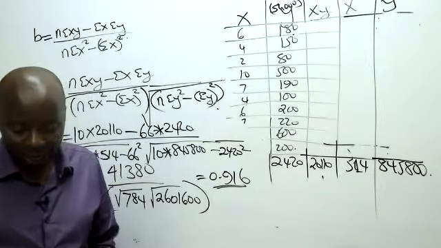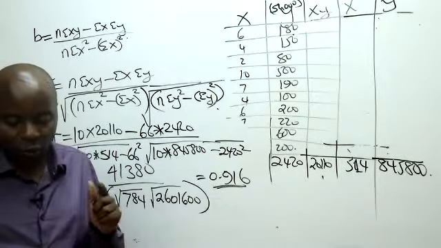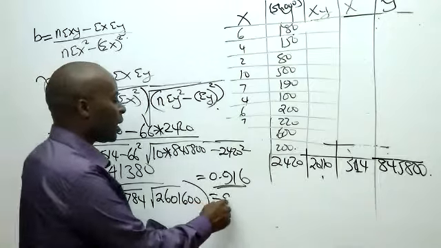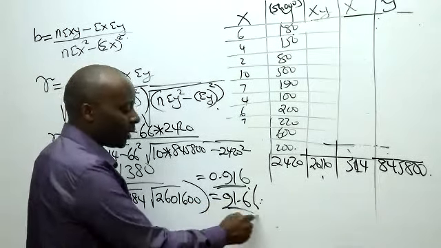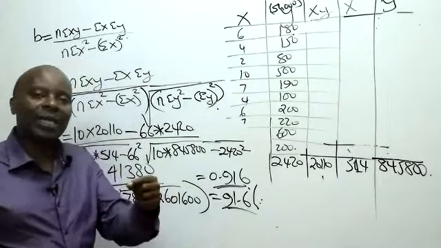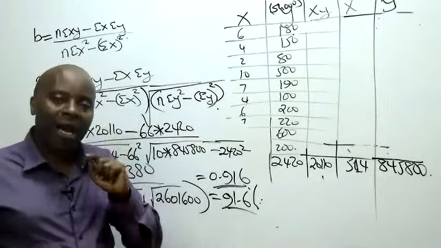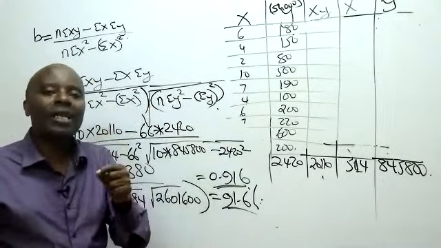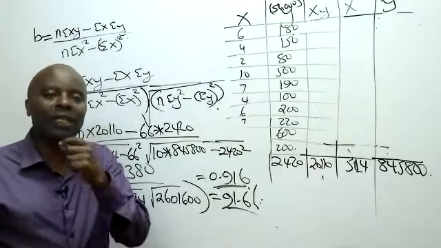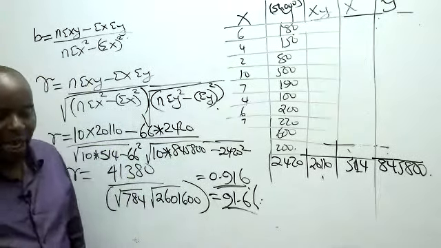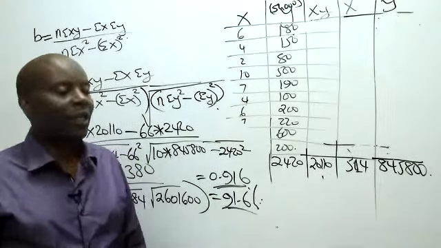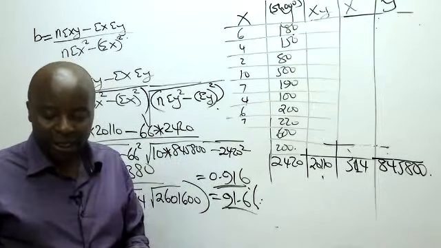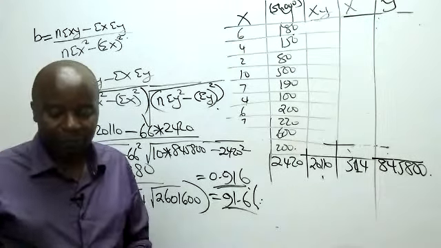So remember part one, they wanted us to give them the coefficient of correlation and interpret the results. So you can see, ladies and gentlemen, that this is a 91.6% bond. 91.6% is way too high. It means that the two variables are very strongly related, a relationship of up to 92%. It's not a joke.